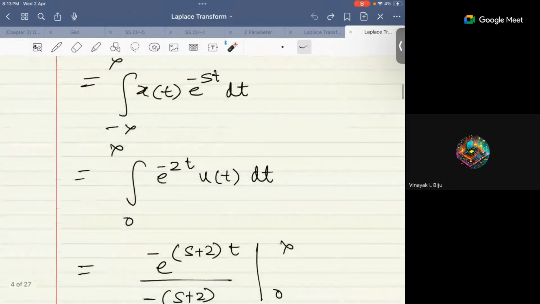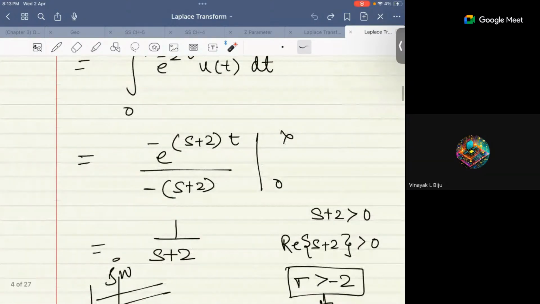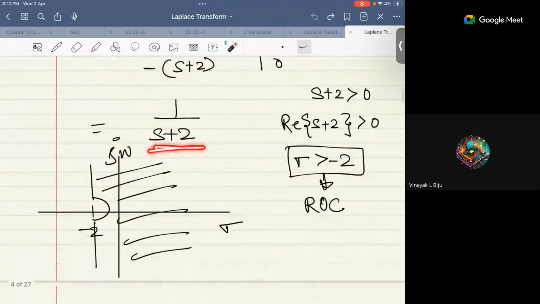Or directly you can calculate the Laplace transform and then see what pole you are getting. So here, what is the value you are getting? Poles are generally where the denominator becomes 0, right? So s plus 2 equals 0. That means s equals minus 2. So minus 2 is the pole.